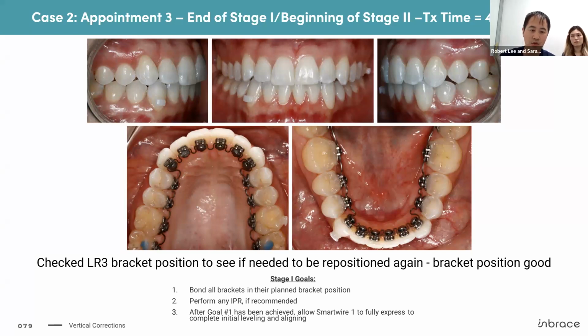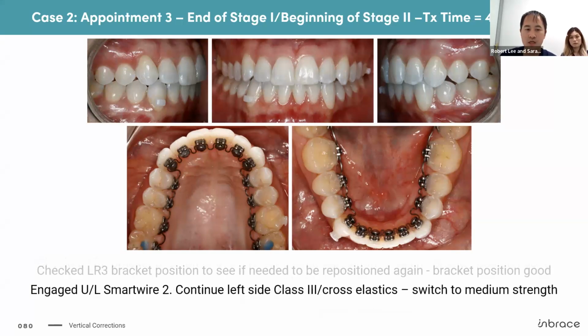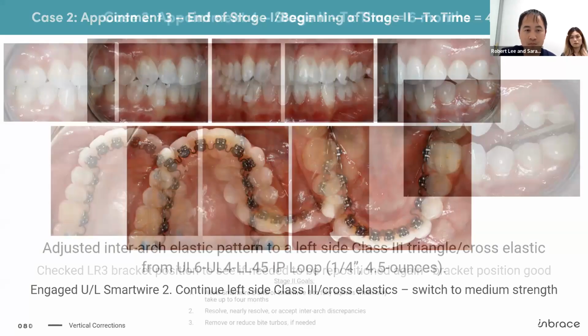So looking at the stage 1 goals, we have all the brackets in the planned bracket position. We finished all the prescribed IPR, and because goal number 1 has been achieved, we've allowed that SmartWire-1 to fully express for that last 2 months. So we're ready to move to stage 2. So in this same appointment, we engaged the upper and lower SmartWire-2, and then we continued the left side class 3 cross elastics. We actually stopped the vertical elastic on the right side, but on the left side, we're continuing the class 3 elastics up with the midlines.